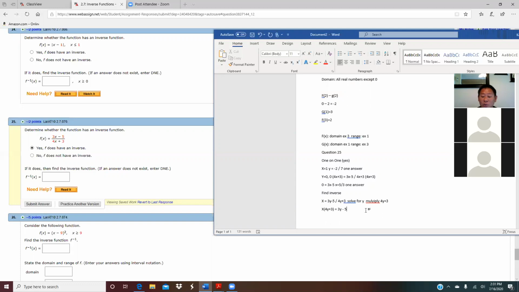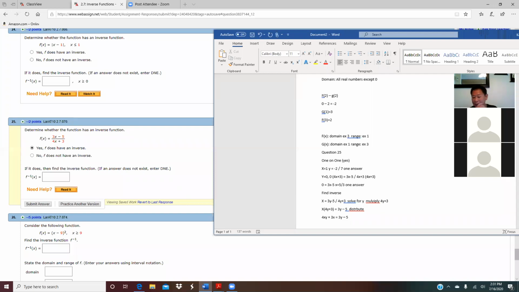And then you distribute your x. Distribute it, so you got 4xy plus 3x equals 3y minus 5.